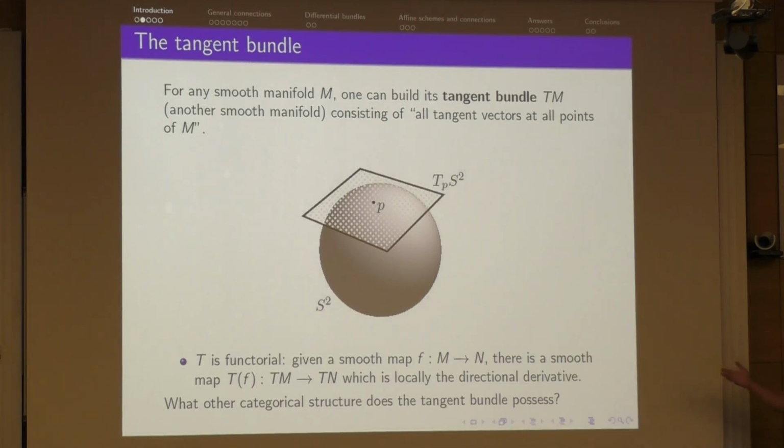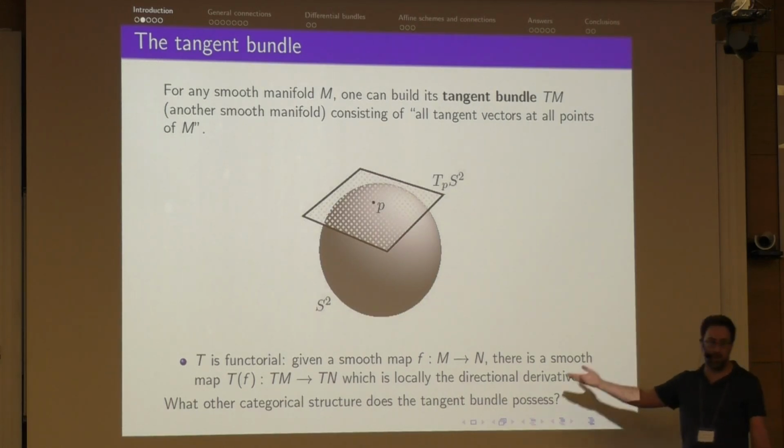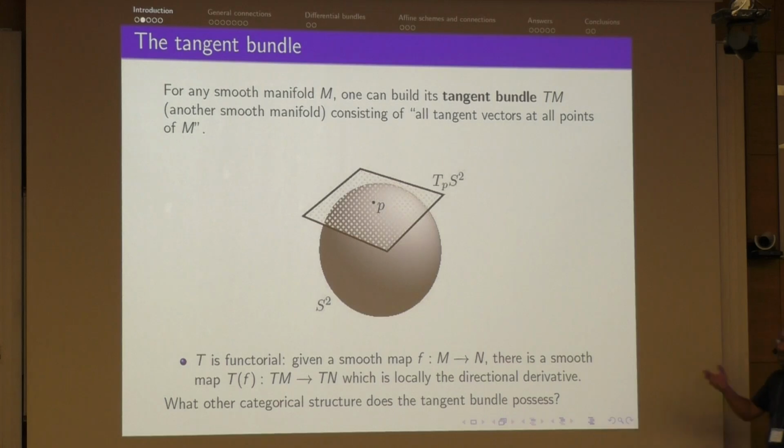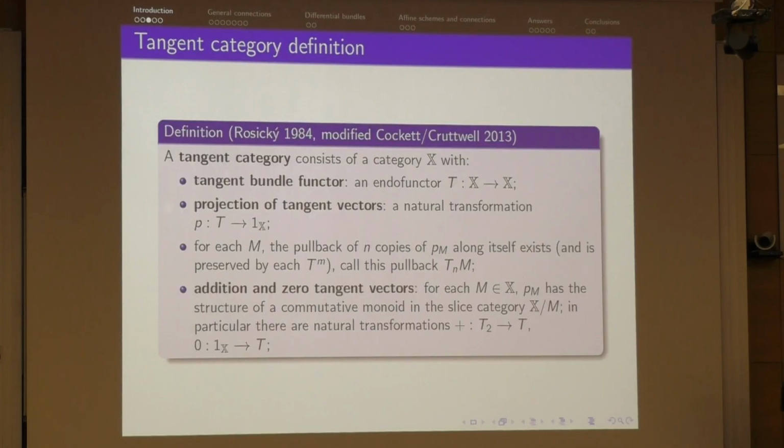So already we have some categorical structure for the tangent bundle. It's an endofunctor on the category of smooth manifolds. But that's not very much structure. What else does the tangent bundle construction have? What other kind of categorical properties does it have? What other kind of structure does it have? This is the idea of a tangent category, first defined by Rosický in 1984, and then Robin and I modified it a little bit and extended the theory, about 20 years ago.